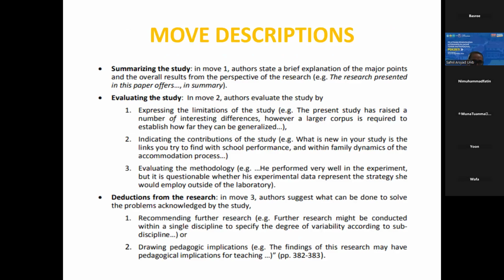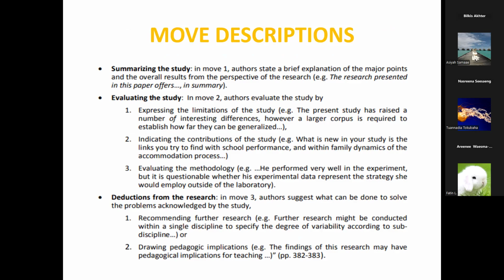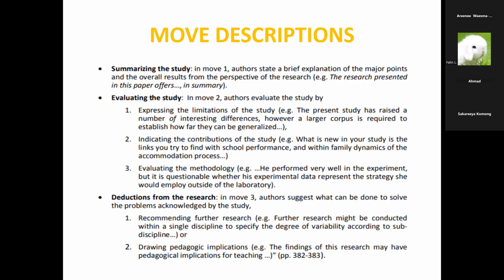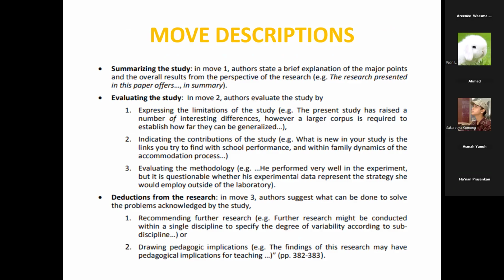So this is the description of each move. Summarizing the study in move one: the author states a brief explanation of the major points, or the major finding, or the major result, from the perspective of research. Okay, evaluating the study in move two. Number one, expressing the limitation of the study, usually about method. Yeah, okay. Number two, indicating the contribution of the study.